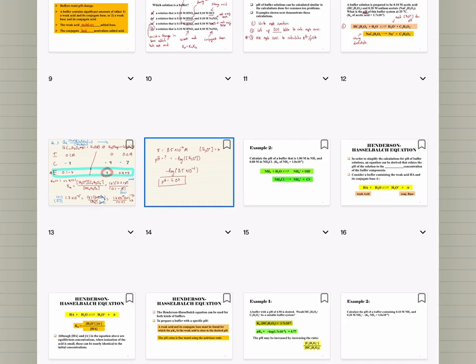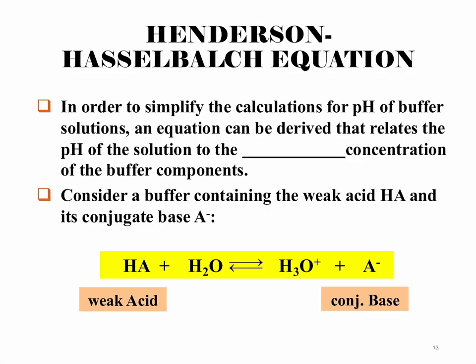And so, because of the simplifications we made in solving this problem, you can actually derive a relationship that makes calculating pH of buffer solutions a lot easier. That method is called the Henderson-Hasselbalch equation. So now you don't have to worry about equilibrium concentrations. You do everything in terms of the initial concentrations of the buffer components, right? And the buffer components were just the weak acid and conjugate base, or vice versa, the weak base and conjugate acid.